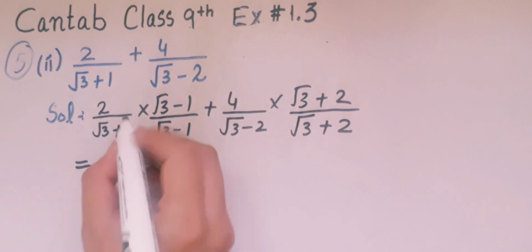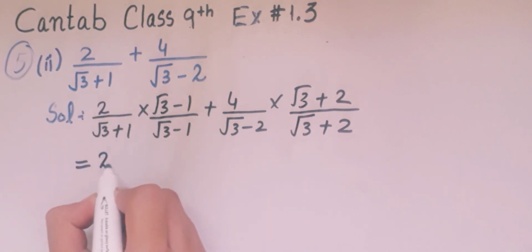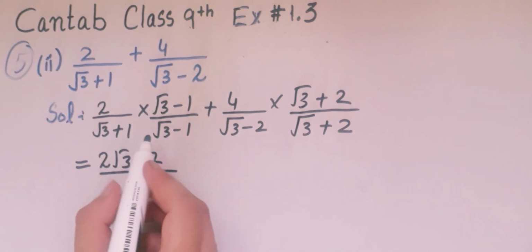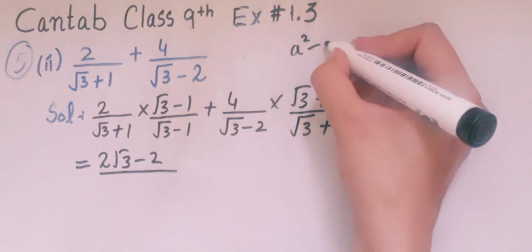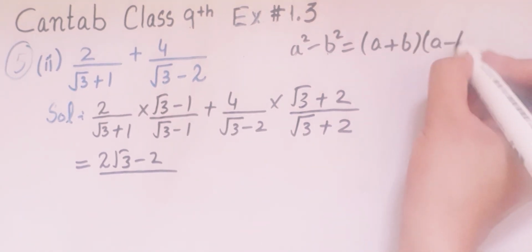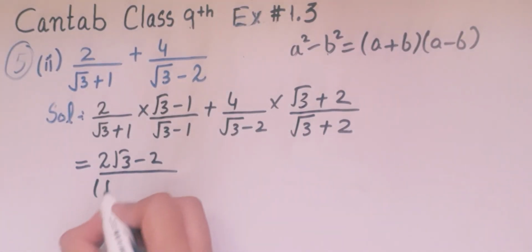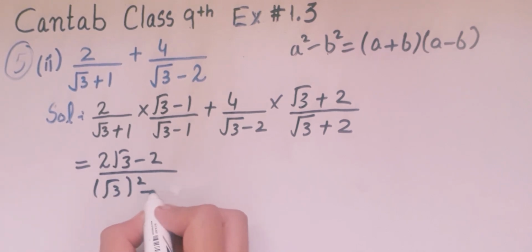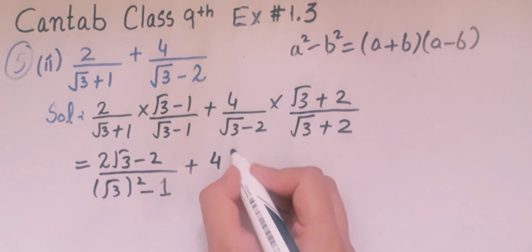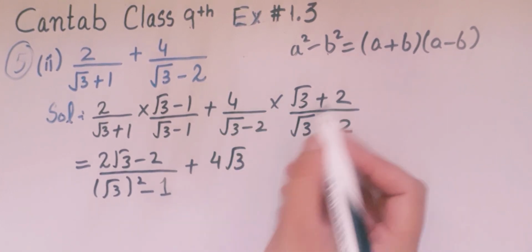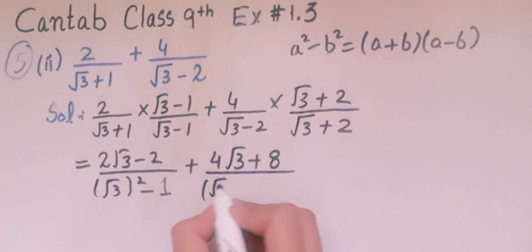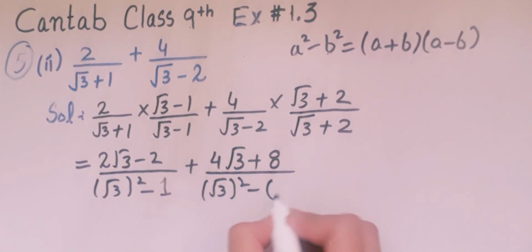Now 2 into square root of 3 minus 2, and in the denominator we use the formula of a square minus b square, which is equal to a plus b into a minus b. So square root of 3 square minus 1, plus 4 into square root of 3 plus 4 multiplied by 2 is 8, by square root of 3 square minus 2 square.